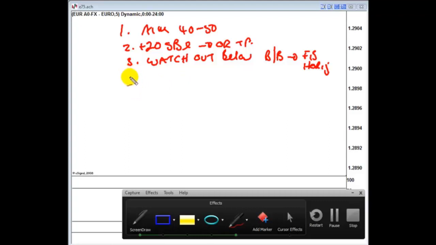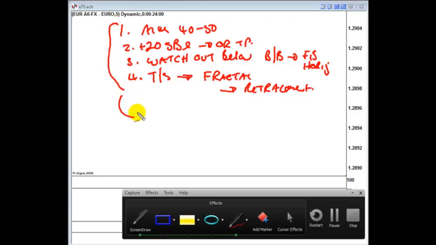What else was there? I think I missed out one, but any trailing stop loss, I like to base that on fractals. Now a fractal is the little retracement before the price action continues. And as I said, all of this requires a bit of experience.